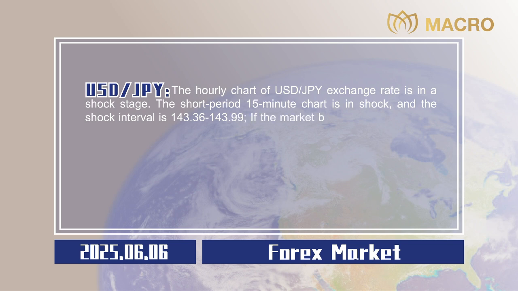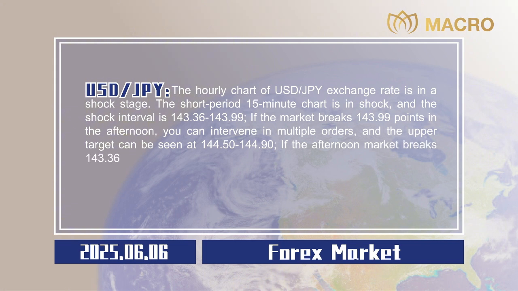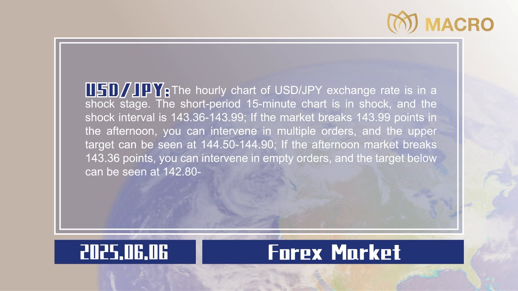If the market breaks 143.99 points in the afternoon, you can intervene in multiple orders, and the upper target can be seen at 144.50 to 144.90. If the afternoon market breaks 143.36 points, you can intervene in empty orders, and the target below can be seen at 142.80 to 142.30. Stop losses are all 20 points.